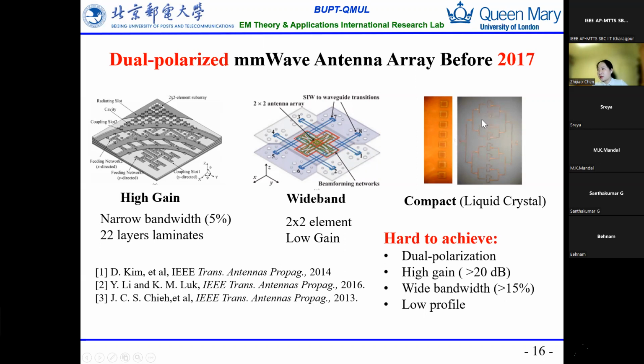And this one utilizes liquid crystal to achieve the feeding network, but the efficiency is very low. So you can see it is very hard to achieve dual polarization, high gain, wide bandwidth, and low profile at the same time.